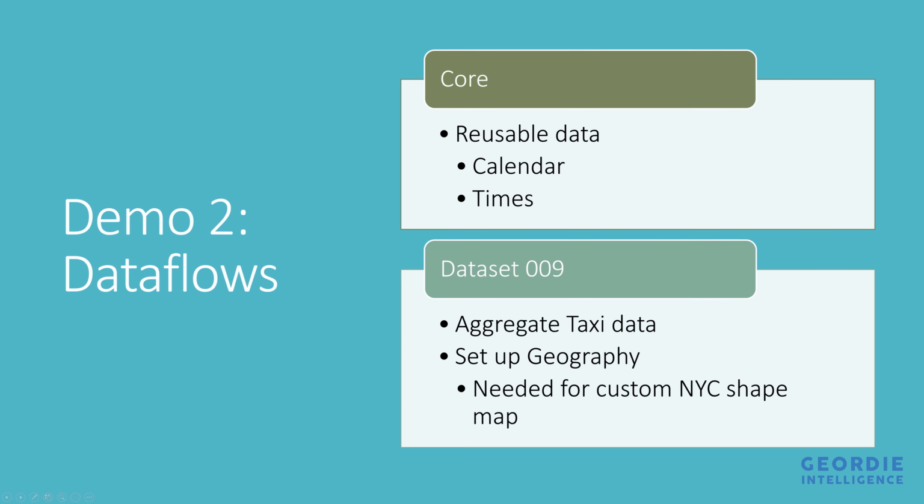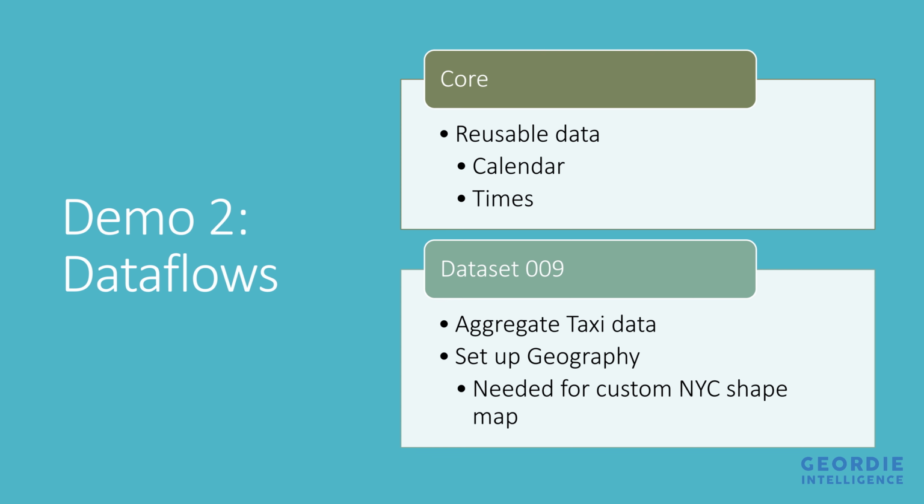So you've figured out now how to download the data. Where can we get the data from? That's easy enough to deal with, isn't it? Now we're going to look at the core of our data flow, so our core data, and then we're going to look at the aggregations of it. So how do we actually set up all the geography and all that piece as well? Because we're going to have that custom NYC shape map.